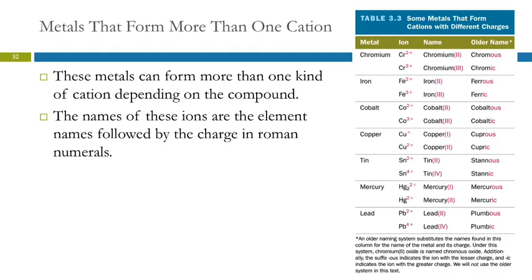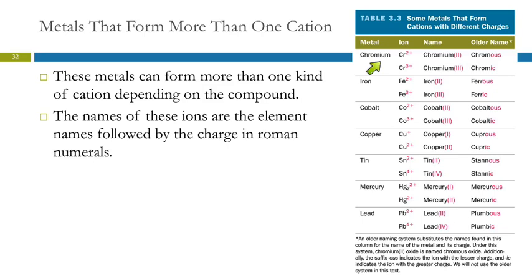We don't know if we're talking to John Smith III or John Smith IV. We need him to identify himself. So we use Roman numerals, just like the kings of England. Henry VIII, Henry VII, got Roman numerals behind their name. So here are some of the metals that we run across a lot that have multiple charges.